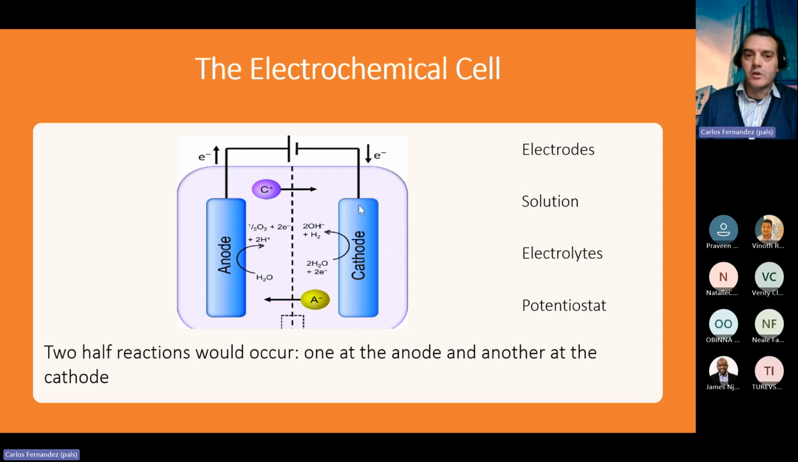We have a solution, and we have electrolytes, and that usually will be a salt, and some type of potential charge to help the reaction to start. Two half reactions will occur, one at the anode and one at the cathode. So we have what we call a cell, but in fairness, it's just 2 separate reactions, as you can see.